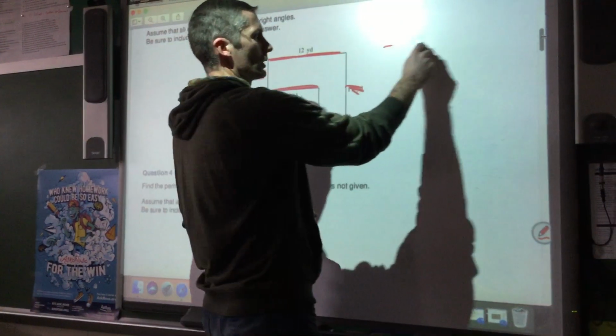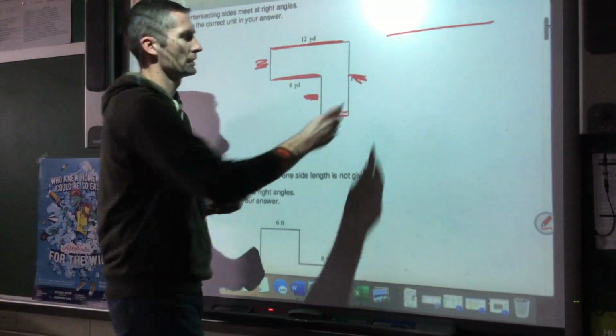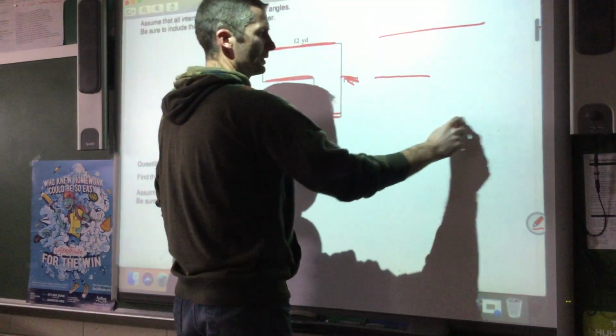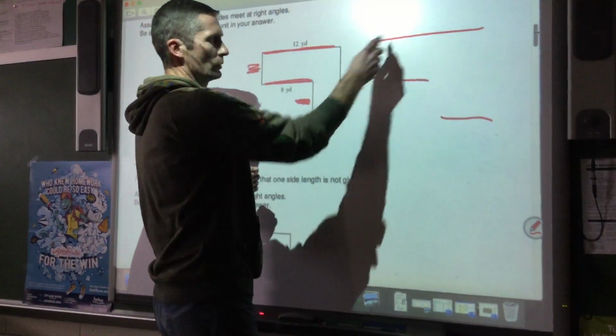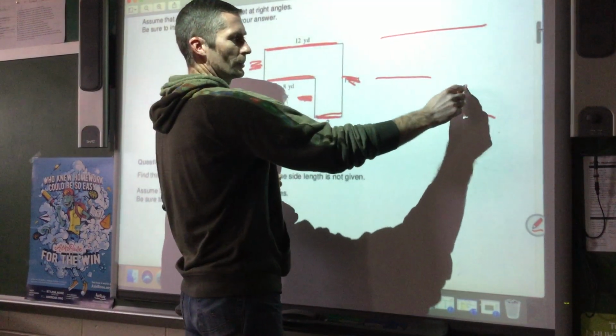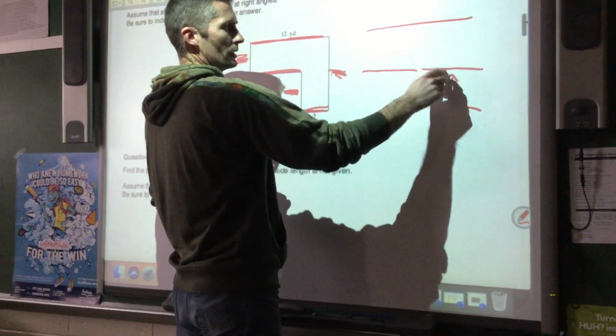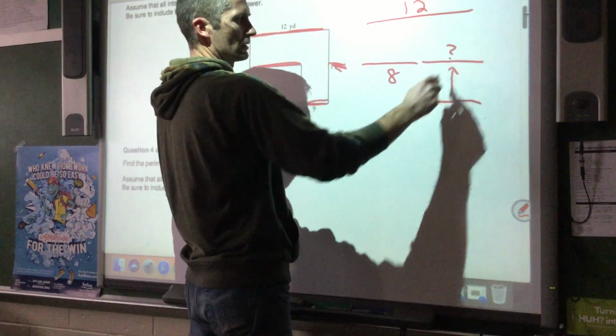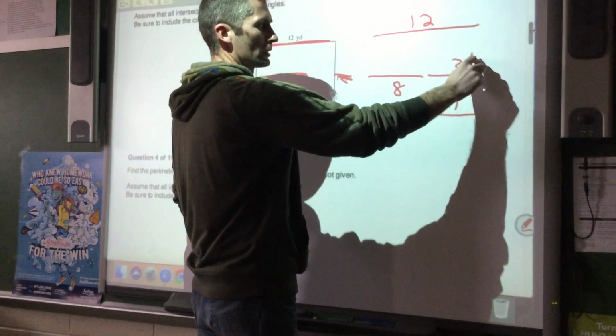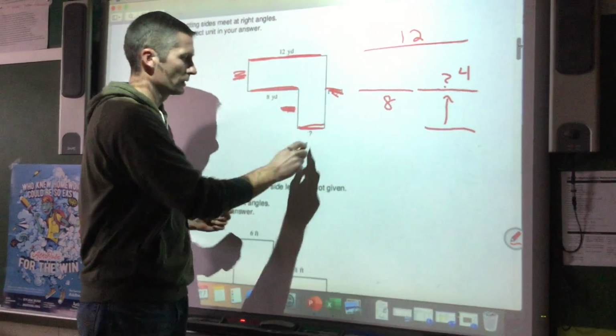So if I was to redraw it over here, that's my 12, here's my 8, and I'm trying to figure out this. These two added together will be the same as this. If we move it up, you can see that. So this is 12, this is 8, we've got to figure out what this is. Well, 8 plus 4 is 12. So this would be 4.